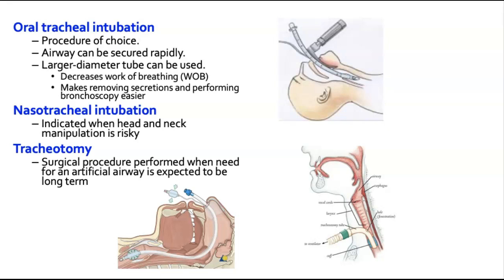Nasal tracheal intubation is really only done when the head and neck manipulation is risky. So if there's a concern about a cervical spine issue. And then a tracheotomy is a surgical procedure that is performed when the need for an artificial airway is expected to be long-term. And also maybe in those situations where there's significant trauma to the facial area, so oral and nasal, and you just can't intubate in those areas.